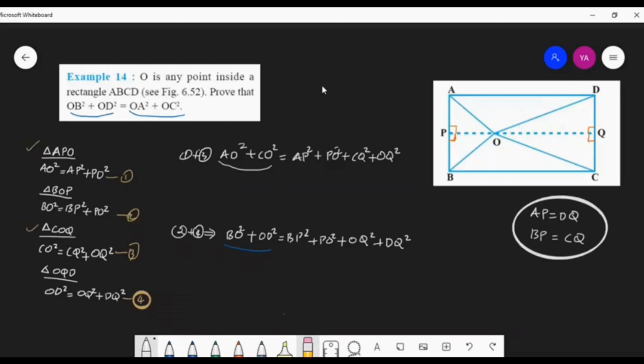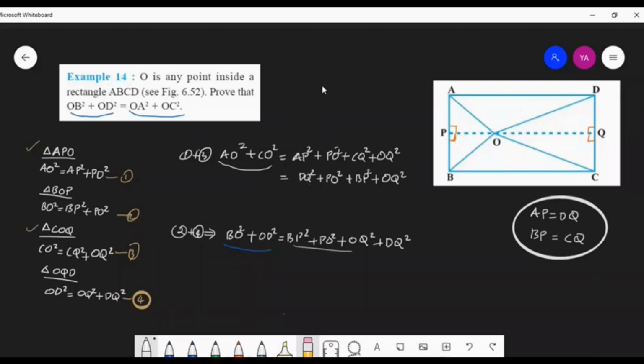So what will we get in the first one? For AP square we can substitute DQ square, plus PO square, plus, for CQ square, we can substitute BP square, plus OQ square. Are these two the same? Yes, right. Here DQ is here, DQ is here, and PO is in both, and BP square is there, and OQ square is also there.